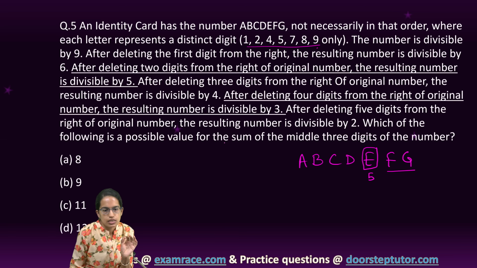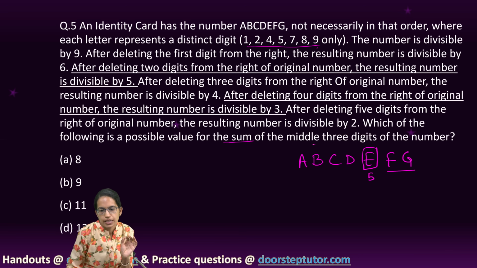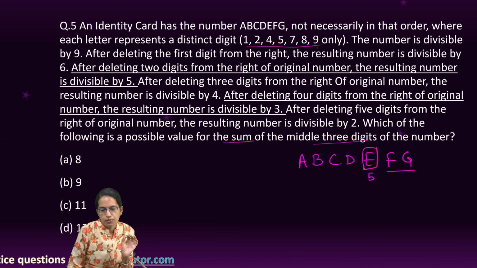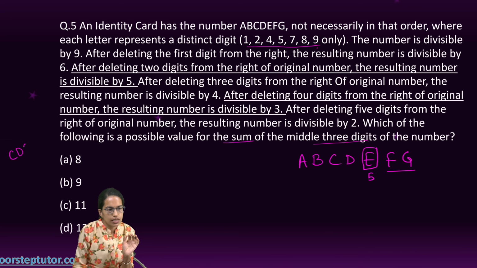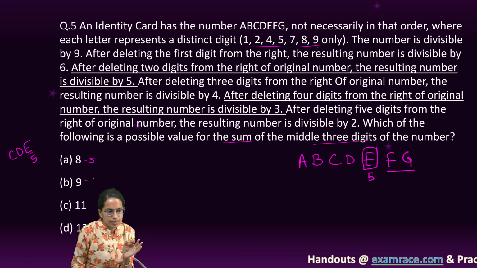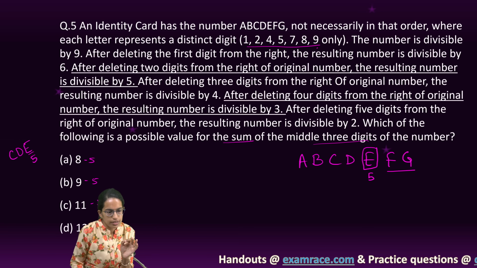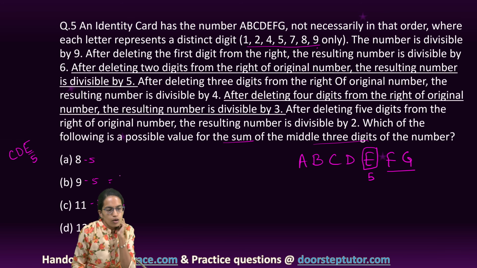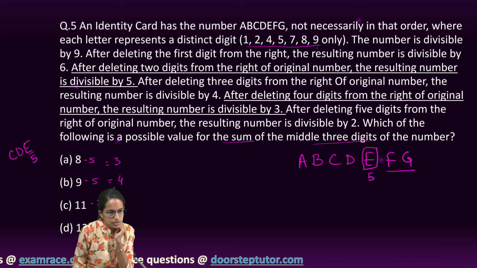Now the question is the sum of the middle 3 digits is what? So sum of the middle 3 digits, that means C, D and E. From that, E I know is 5. So I subtract 5 from all these numbers. That's what I do for a hit and trial method. So what are the numbers I get? 7, 6, 4 and 3.